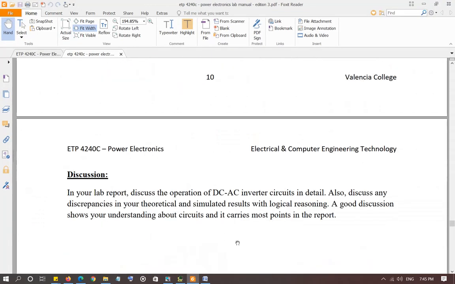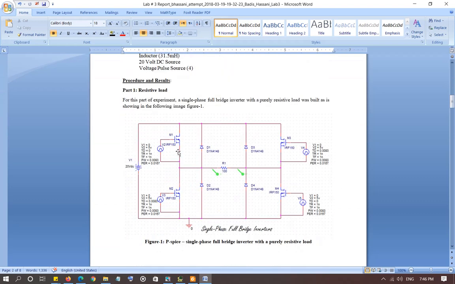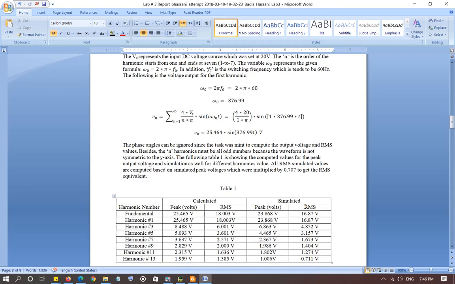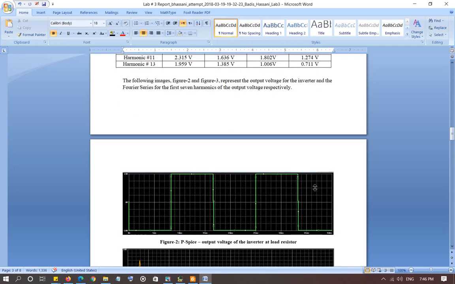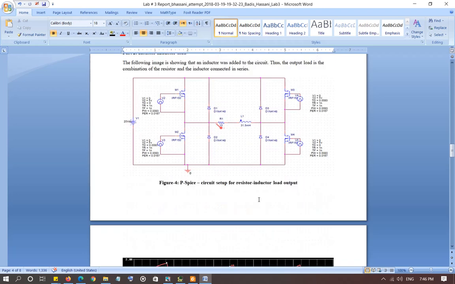Make sure you have a good report, a thorough discussion of your circuit that shows your understanding of the project. Let me show you a report from spring 2018. Excellent report. First circuit, he did everything, created the table, output waveform, Fourier series from PSpice.